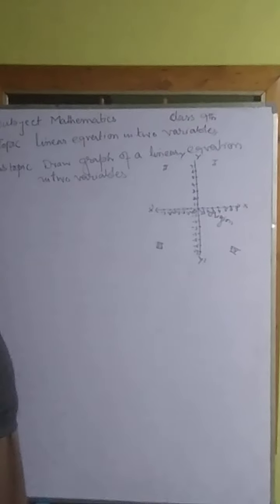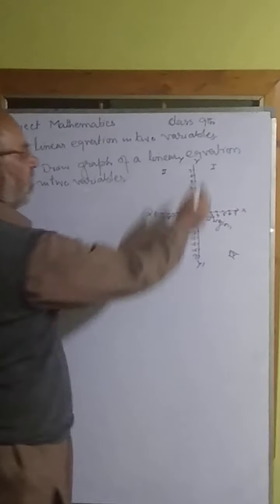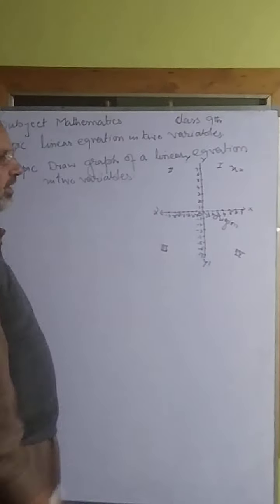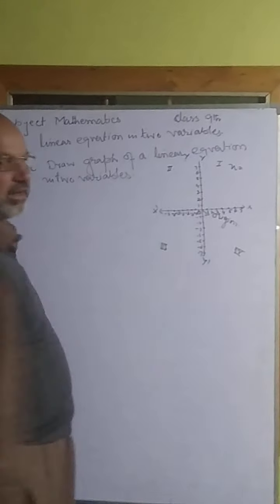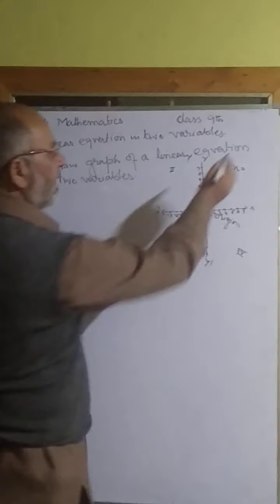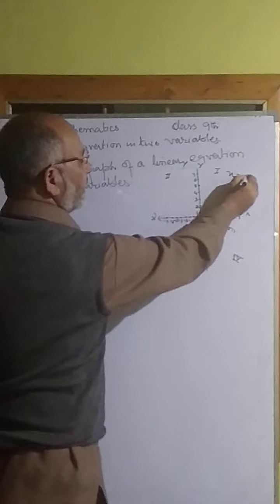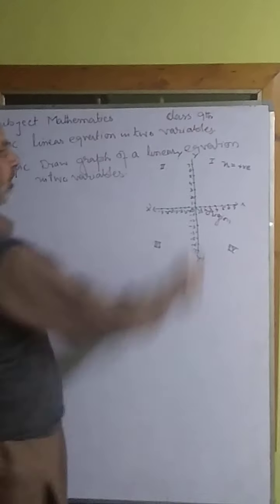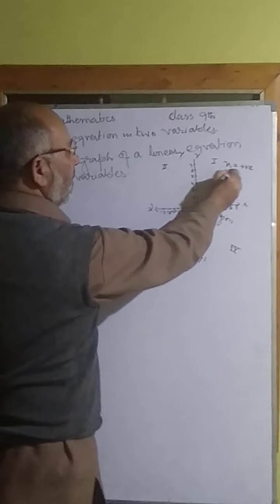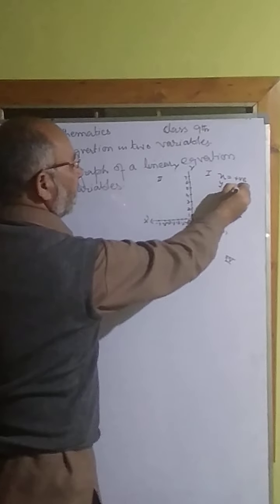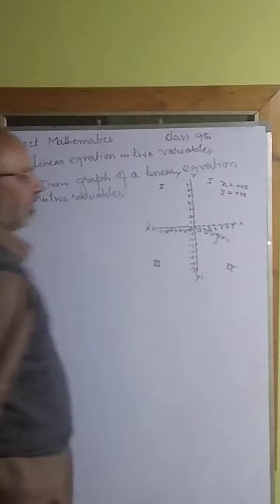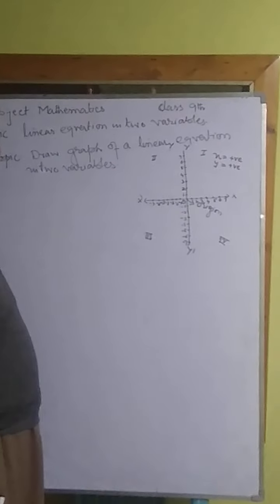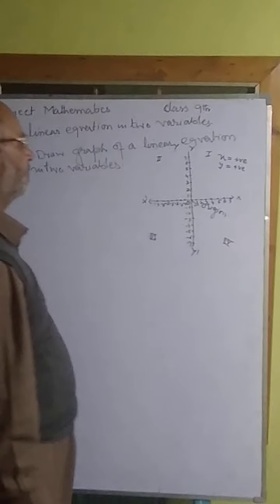In quadrant first the values of x are positive. In the first quadrant, the x values are positive, and the y values are also positive. In first quadrant the values of x are positive and values of y are positive.